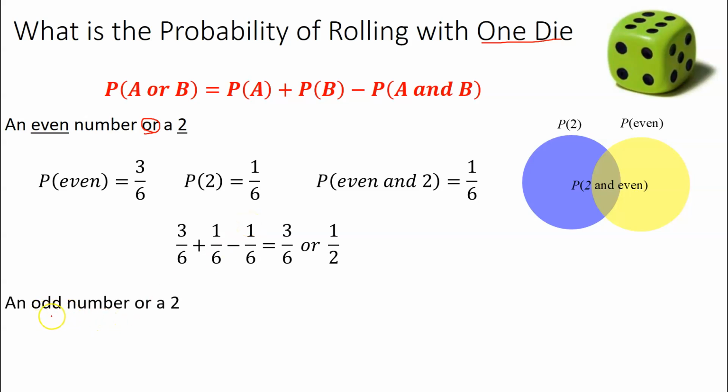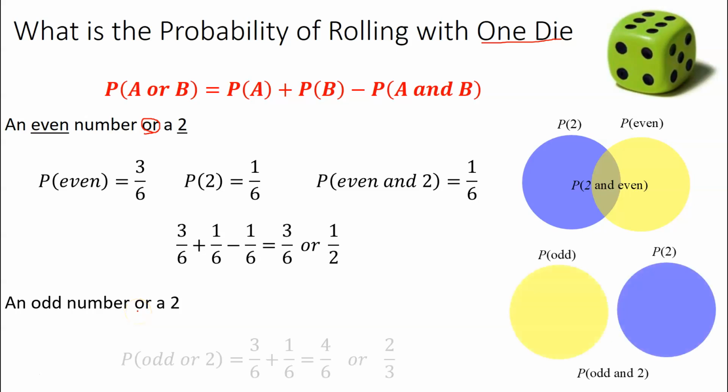A little bit more complicated, but not much. The probability of getting an odd number or a 2, which here they're not mutually exclusive, so you'll just simply add the two probabilities together. 3/6 plus 1/6 is 4/6, which you always want to reduce your probabilities when you can, so that reduces down to 2/3.